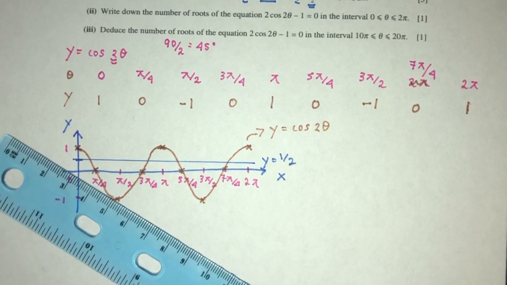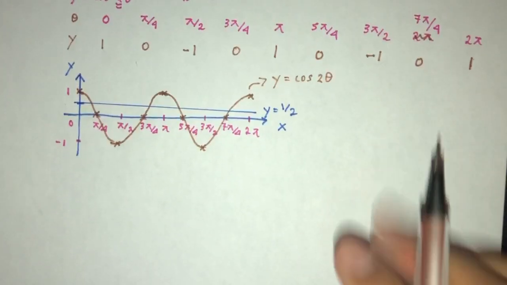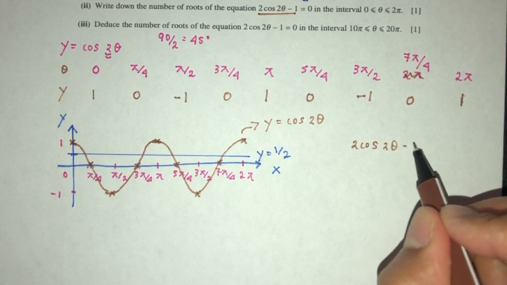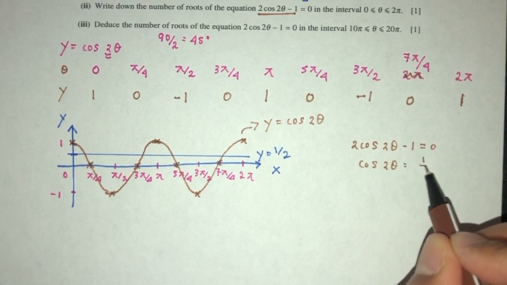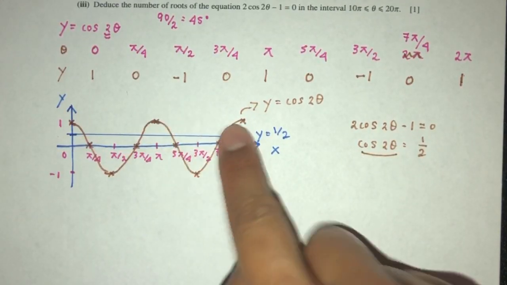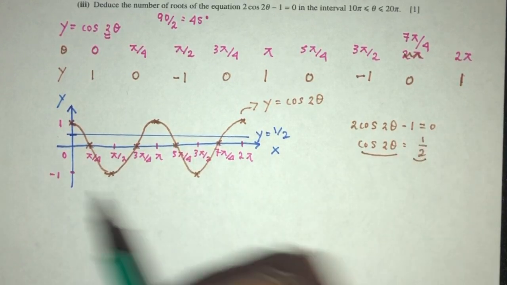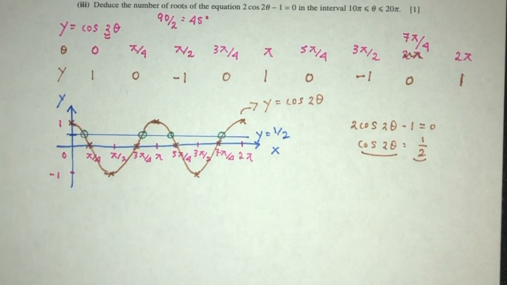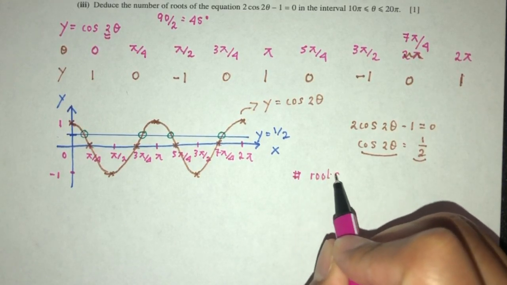Now let's move on to part 2 of your question. Here we have to write down the number of roots of this equation. Pretty easy. If you observe, we have 2 cos 2 theta minus 1 equal to 0, so cos 2 theta is equal to half. Cos 2 theta is one graph, and equal to half is the other graph. So where are they equal? By observation, you can see they are equal at this point, this point, this point, and this point. Because they meet at 4 points, we can conclude the number of roots has to be 4.